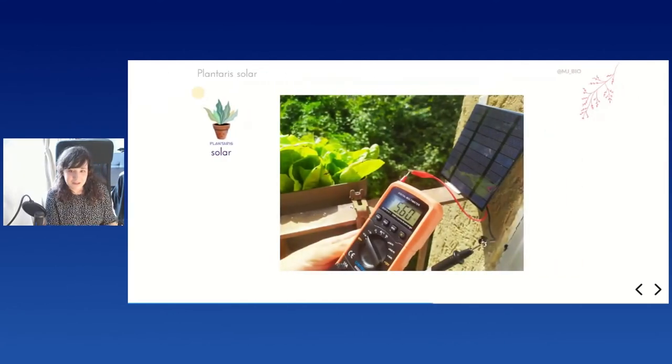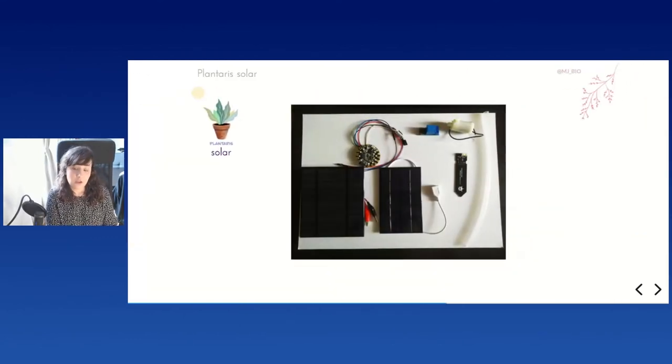Then the first thing that I did was to buy a really small solar panel and check if it was able to provide enough energy to power my watering system. The watering system that I'm going to show you is super simple. It has as few components as possible. I try to keep it as simple as possible, but including the solar panel.